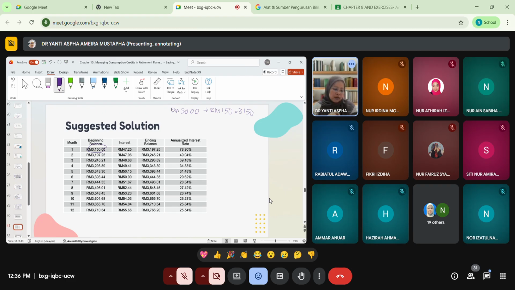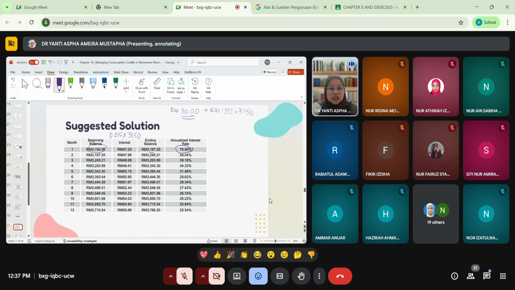So 0.015 times dengan 3150. Okay, so this one is 0.015 per month multiply with 3150. So walaupun kita guna dan we only tukar 3,000, but the amount that they interest dia charge is on the total that we balance, 3,000 plus 150. Okay, so the ending balance, so 3197.25. Nampak tak, the annual rate is 78.9%. Okay, it's very high for 1 month use.